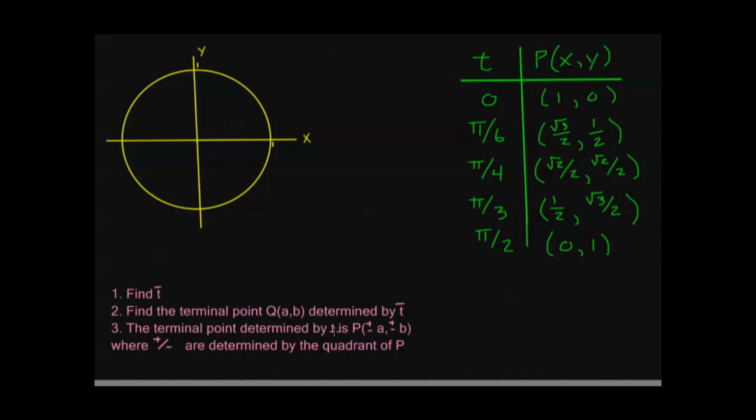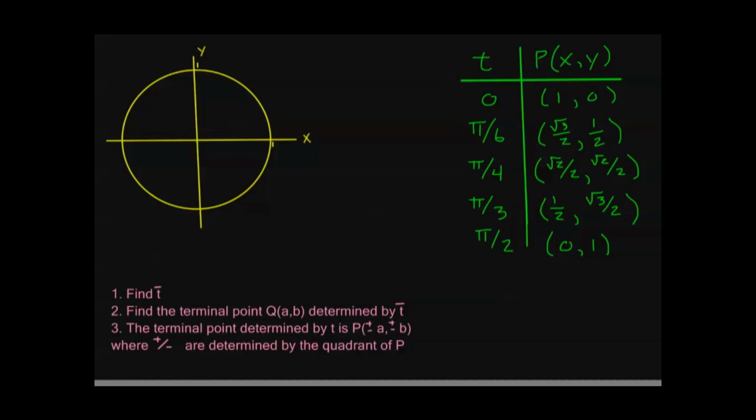And then our third and final step is the terminal point determined by t, my original value t now, not my t bar, is going to be p: plus or minus a, plus or minus b, where the plus and minus are determined by the quadrant of p. Just like we were looking at here, there were four solutions for any reference number, t bar.